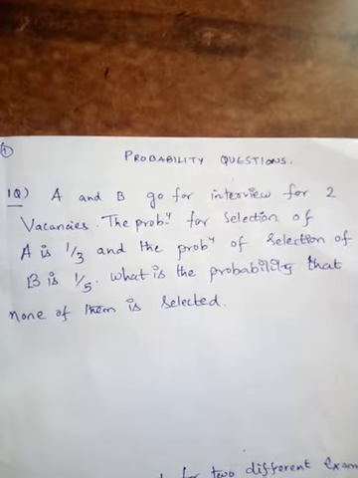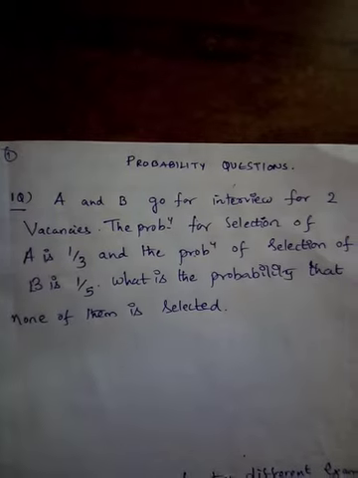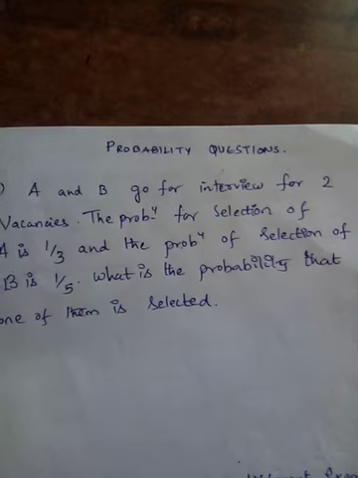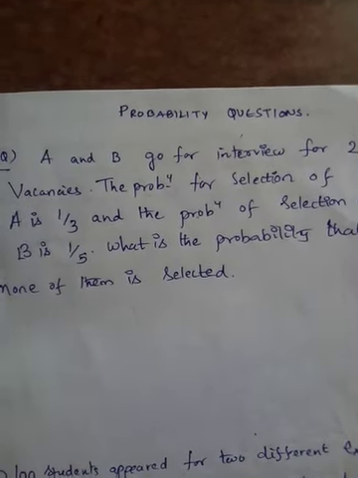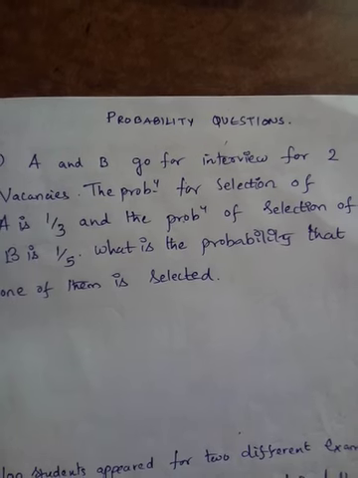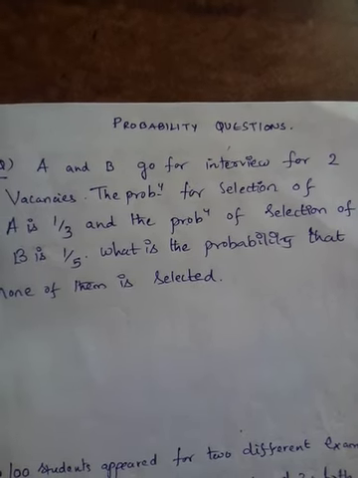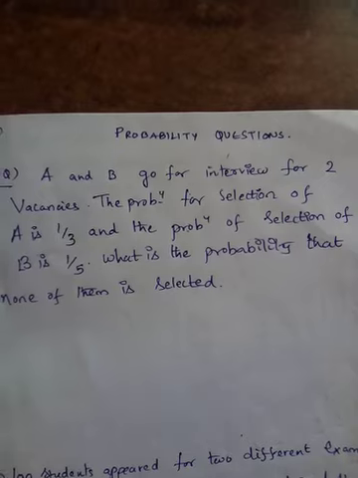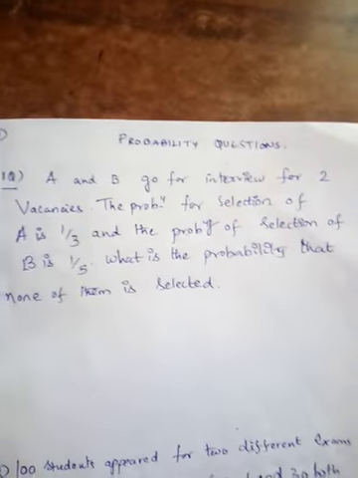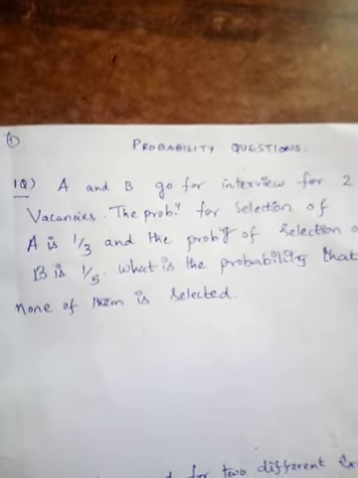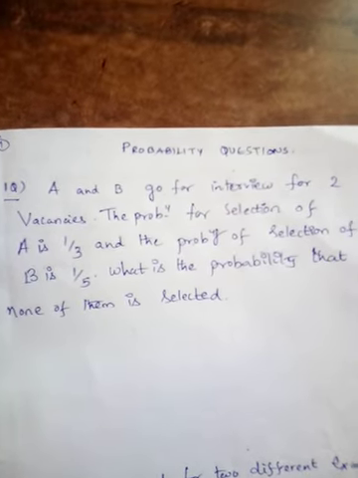The first question says: A and B go for interview for two vacancies. The probability for selection of A is 1 by 3 and the probability of selection of B is 1 by 5. What is the probability that none of them is selected?